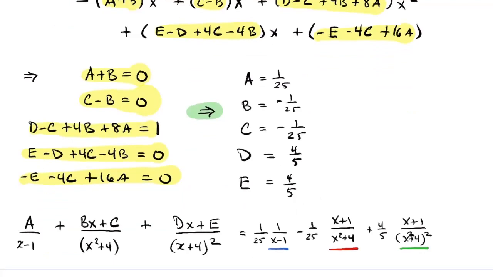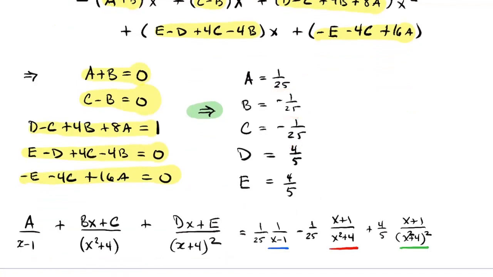I'm going back to my expression that we were decomposing, and I'm just putting in those numbers, right? So I'm putting in, say, 1/25th for A right there. But I'm going to write it as 1/25th times 1 over x minus 1. And so on. If B and C are equal, minus 1/25th, then I can factor that minus 1/25th out, and so I would have x plus 1 over x squared plus 4. And likewise, D and E were both 4/5. I factored the 4/5 out.